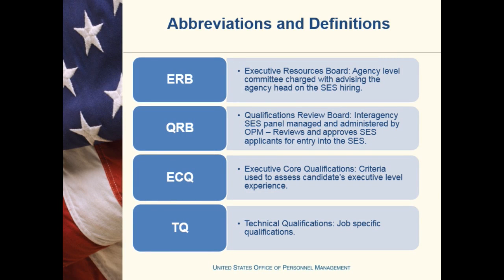Some of the abbreviations you will hear: ERB, that is the Executive Resources Board. It is an agency-specific board that ensures fair and equitable merit staffing hiring of SES applicants. The QRB is the OPM Administered Qualifications Review Board. This is the final step in the SES hiring process. ECQs, these are the Executive Core Qualifications by which candidates are assessed to be successful leaders. And TQs, or we usually call them MTQs, these are the mandatory technical qualifications that are specific to each job and position.